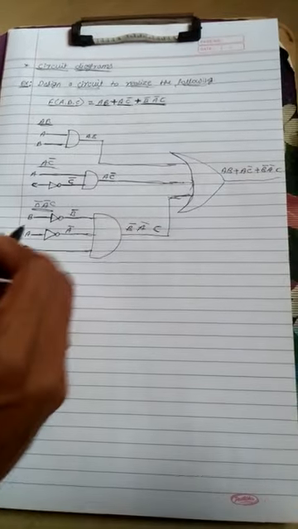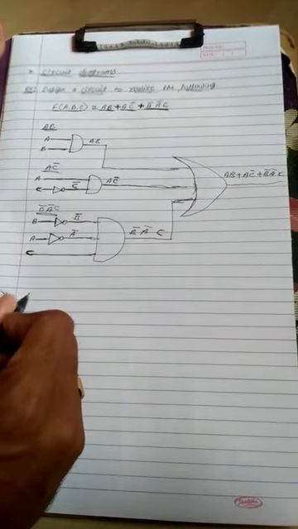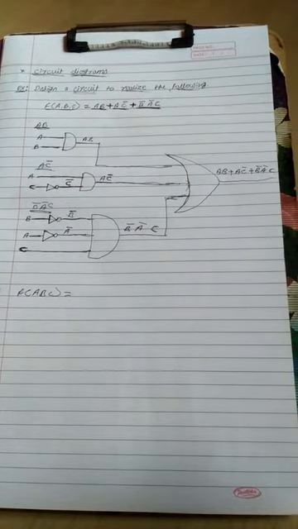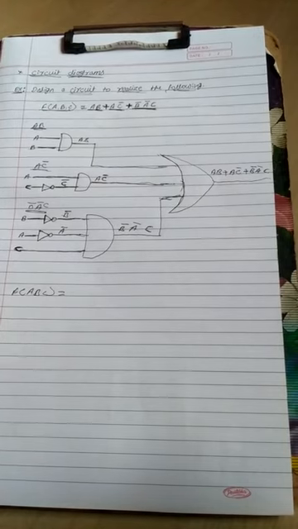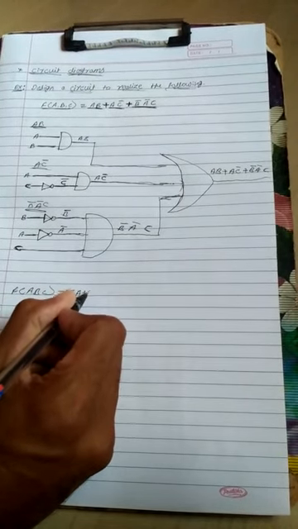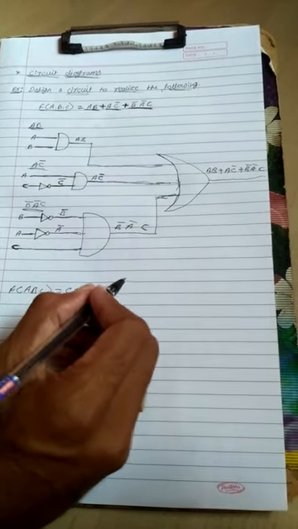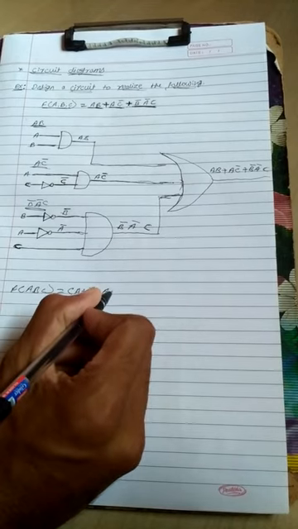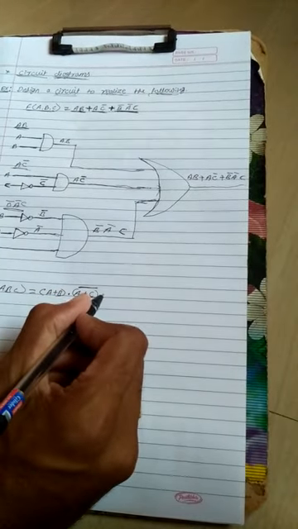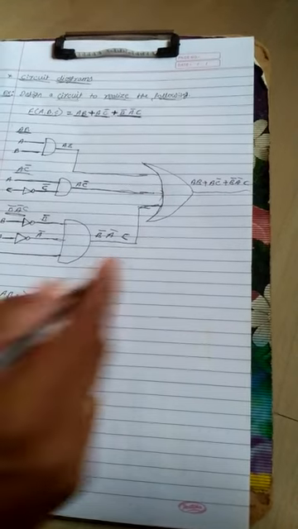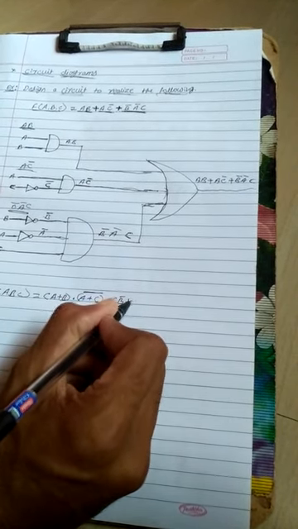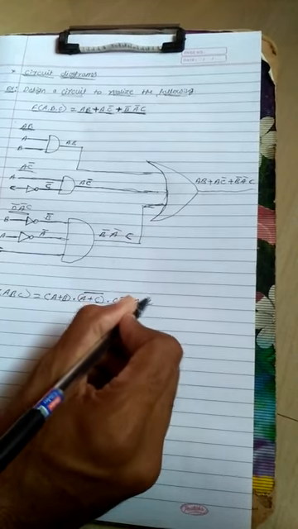So I'll give one more expression for you. Example: F of A, B, C is equal to (A plus B) into (A plus C bar) into (B bar plus A plus C bar).